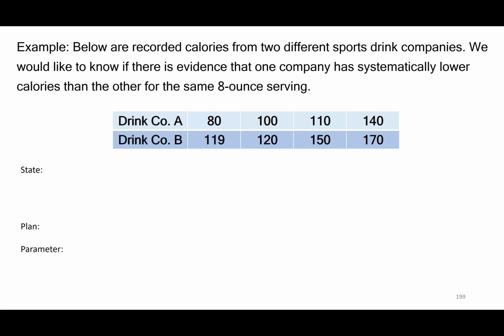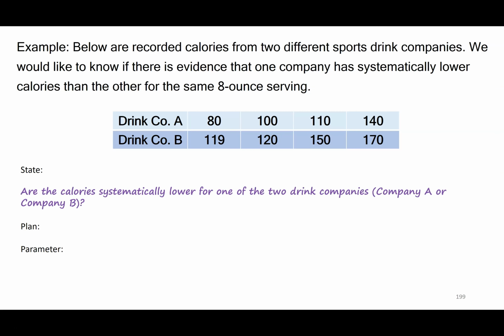So our first step is going to state, like, hey, what is their question of interest? So are the calories systematically lower for one of the two drink companies, company A or company B? There is no mention here of a mean because we aren't looking at means. With a sample size of 4 in each group, we really probably shouldn't be using T methods at all. That would not work out well here.